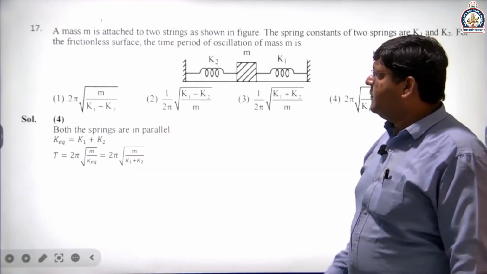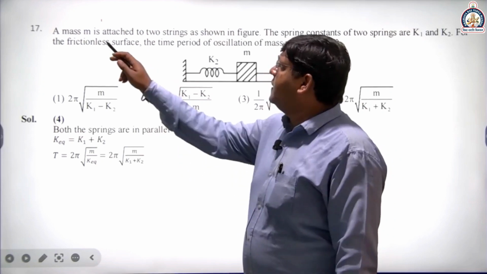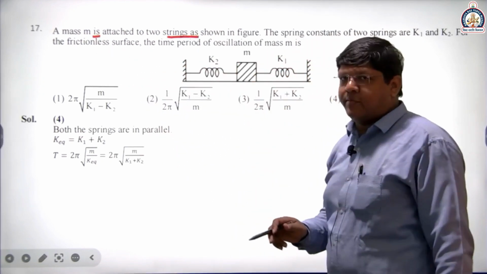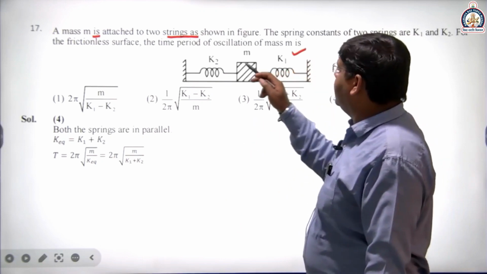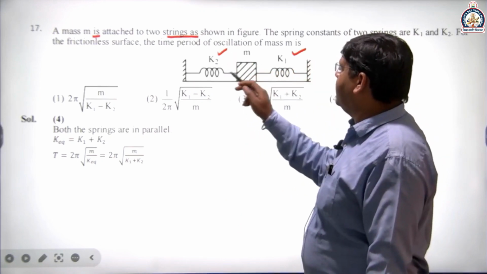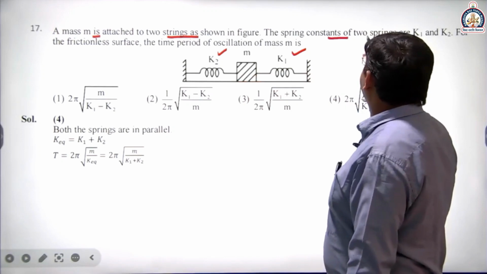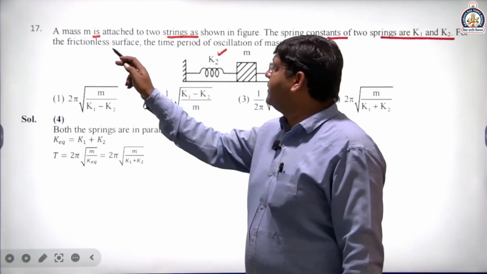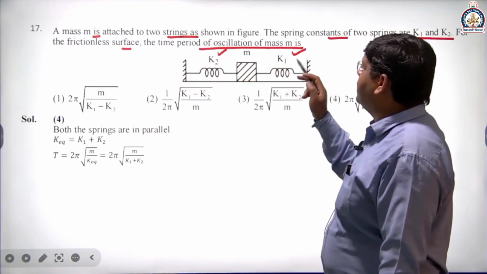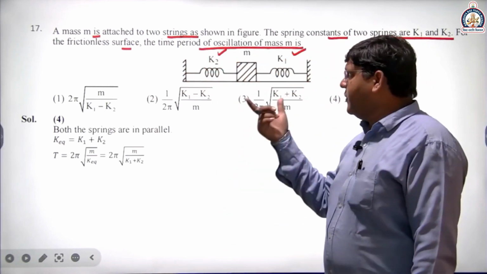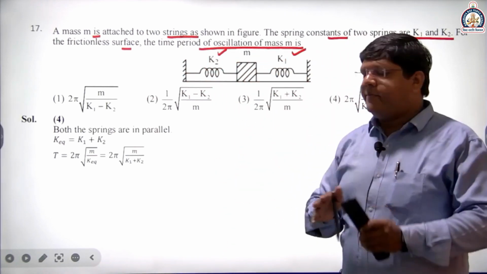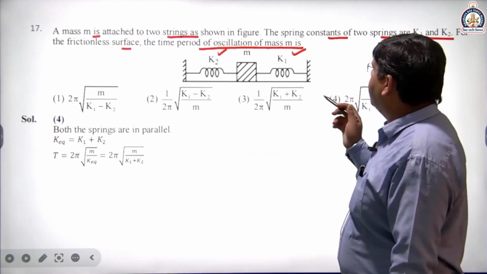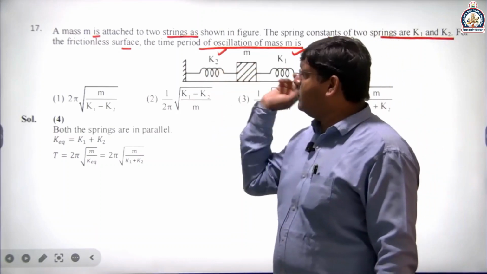Moving to the next part, the next question is: a mass M is attached to two springs as shown in the figure. We are provided with two springs having spring constants K1 and K2. The mass is attached to both springs. For a frictionless surface, find the time period of oscillation of mass M. We are provided with an arrangement in which the mass M is between two springs K1 and K2, and we have to calculate the time period of oscillation.